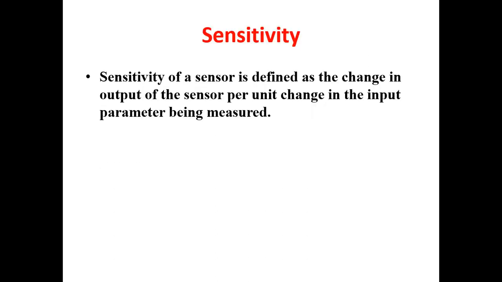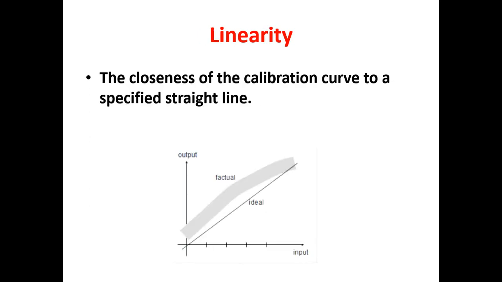Sensitivity we have already discussed. It is the change of the output of a sensor per unit change in the input parameter that is being measured. So it is like a ratio: the numerator is the output and the denominator is the input. If you have a higher ratio, the sensitivity is higher, which means that for every small change in the input, there will be a large change in the output. That is sensitivity.